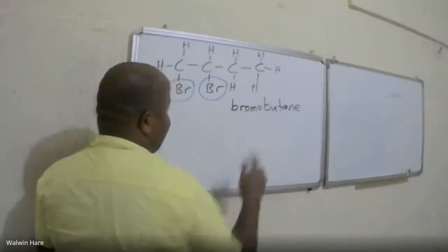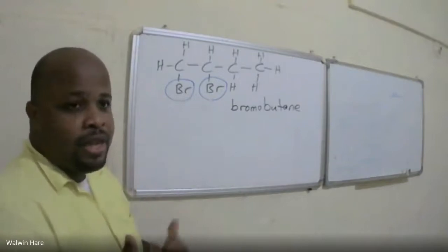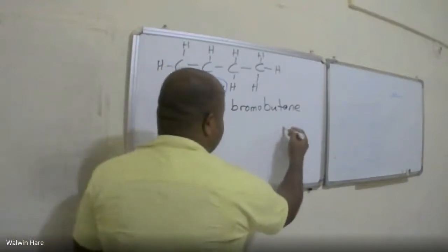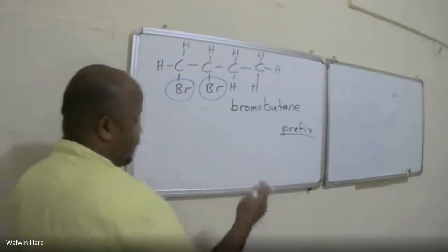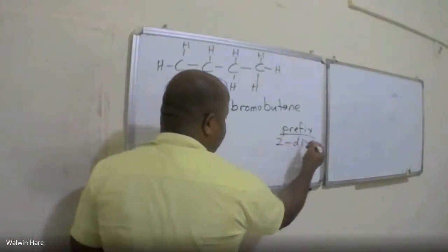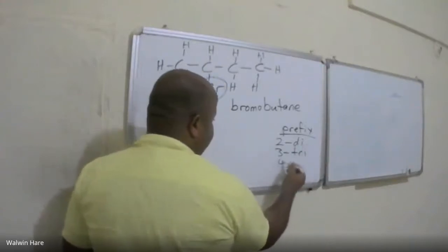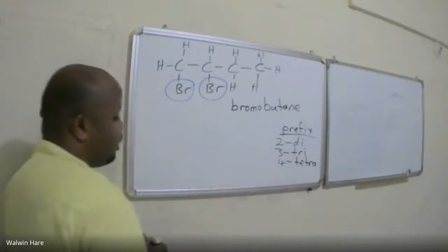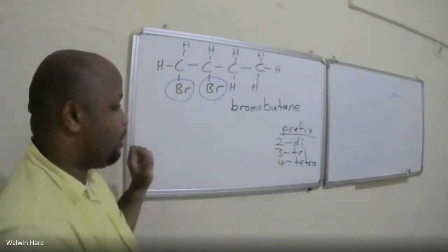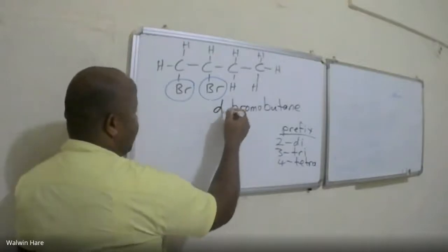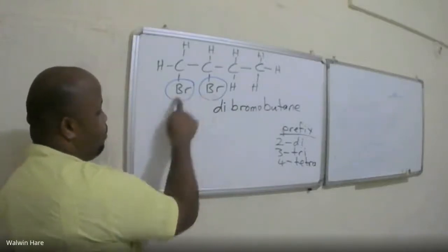Bromo. Alright. Good. Now, our next rule, alright? It's because we have two of the same substituent. Whenever that happens, we're going to use a prefix. When you have two or more of the same substituent, we use a prefix. If you have two of the same substituent, the prefix is di. If you have three, you use tri, and if it's four, it is tetra. So in this case, we have two bromo groups, right? So what would we say? Di. So you won't say bromobutane, it will be dibromobutane. Di, because we have two bromo groups.